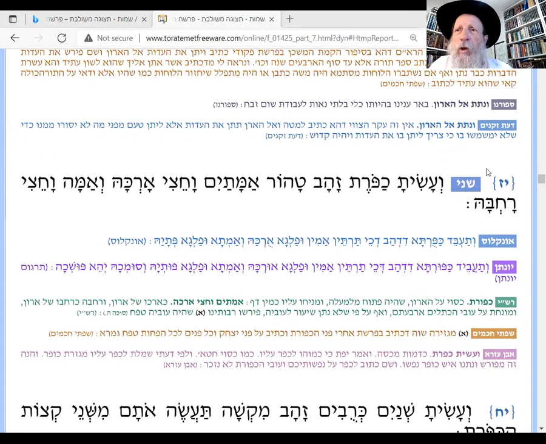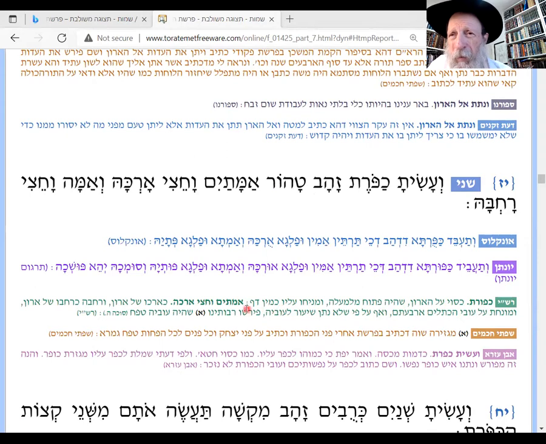Okay, next, you should make the top of the ark. You should make that of pure gold, and it should be 1.5 amas long and 1.5 wide. Exactly the measurements of the ark. So it says Kisoy Aron. Kisoy Aron, this is the covering of the ark, and the ark, it says, was open on the top.